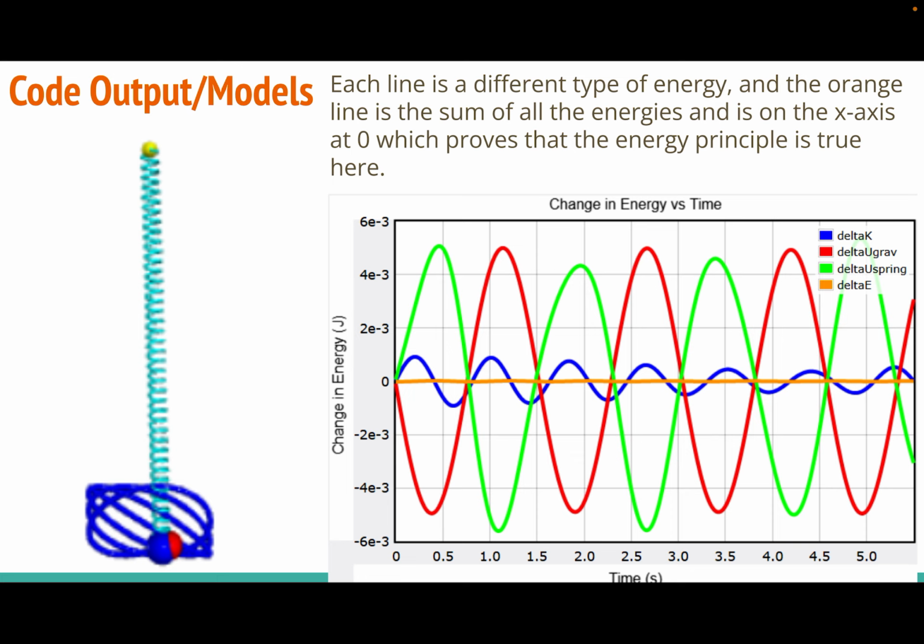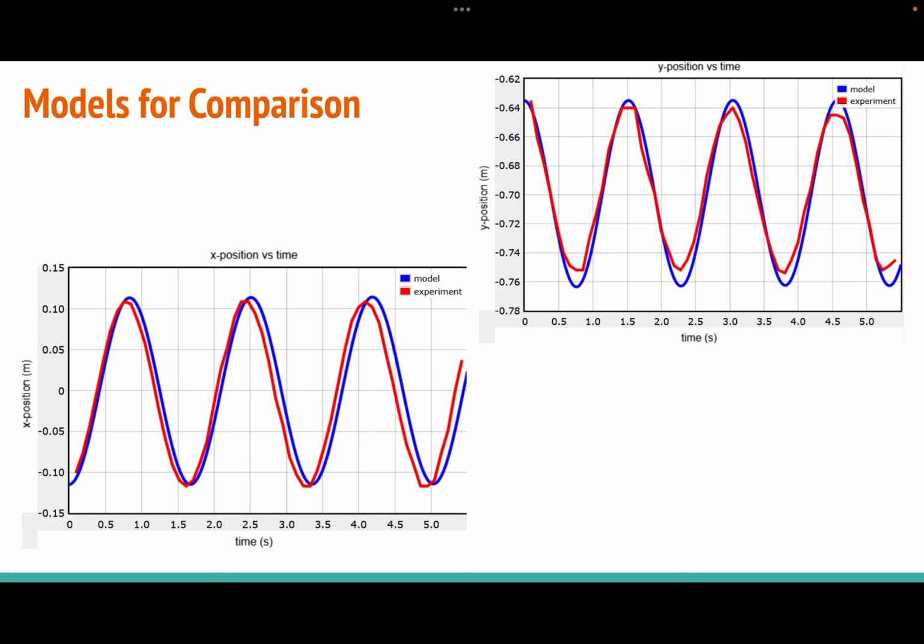Each line is a different type of energy, and the orange line is the sum of all the energies. It's the total energy, and it's on the x-axis at 0, which proves that the energy principle is true here, since we predicted that if the surroundings had no effect on the system, it would be 0. And here's what the output model looked like of the spring and its motion. And here are the models for comparison. The Tracker data is red, and the blue is the model, and it shows how similar they are.